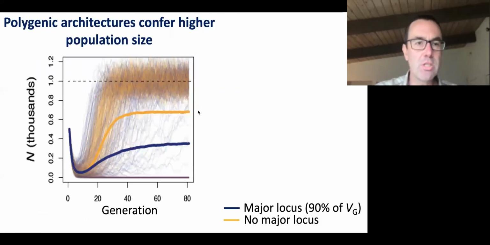This is the population size versus time for both genetic architectures, and we can see that on average, shown in the dark lines, the population size is larger on average in the polygenic scenario than with the presence of a major locus.